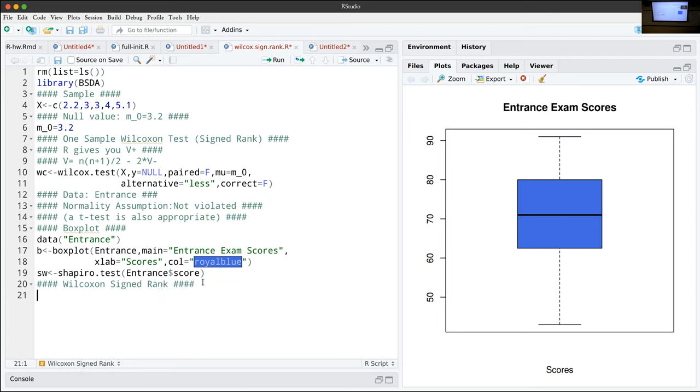So, Wilcoxon signed rank, yes. The null: median is less than or equal to 65. Alternative: median greater than 65. Right-tail test. Very good. This is a right-tail test.